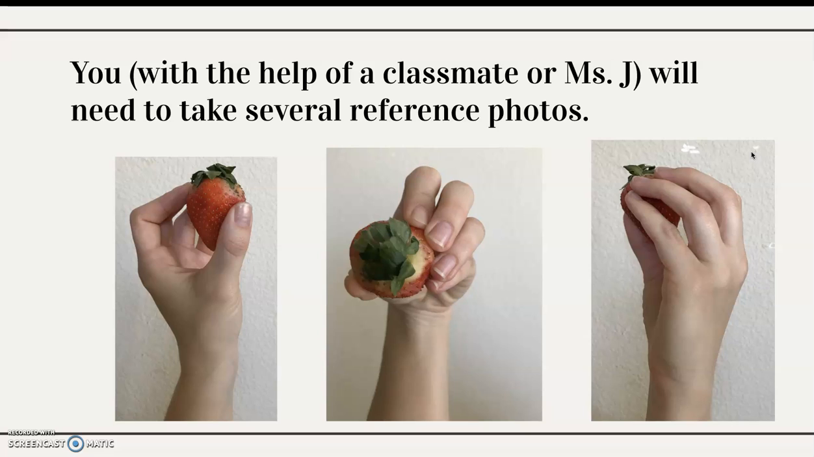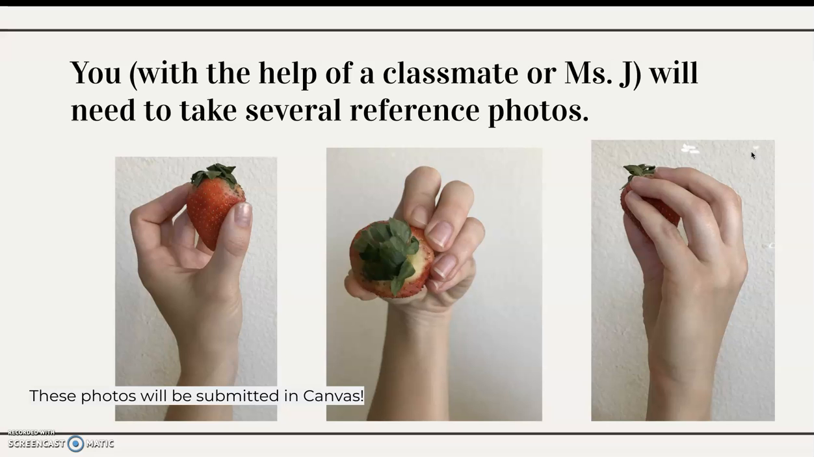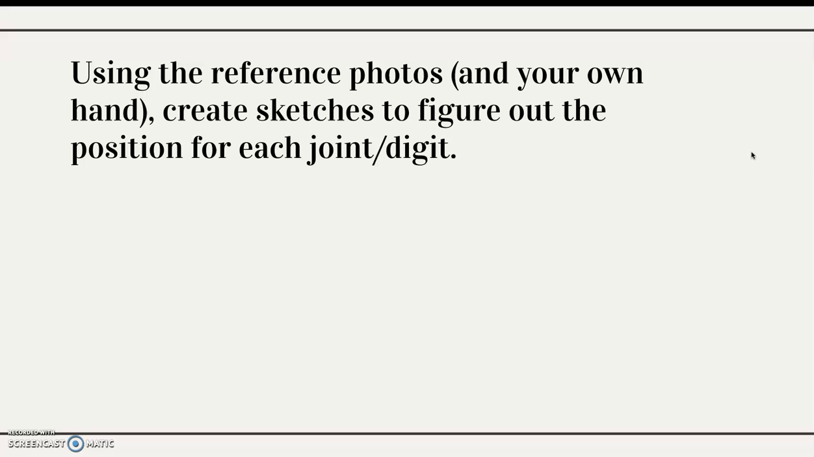We're going to need to see different viewpoints, and you'll be actually putting these photos inside a Google slide so I can access it and you can access it later on. So just keep in mind, these photos will be submitted in Canvas. We want to see that hand from all different angles because, again, as you're making it out of clay, we're also going to be seeing all the different sides of your sculpture.